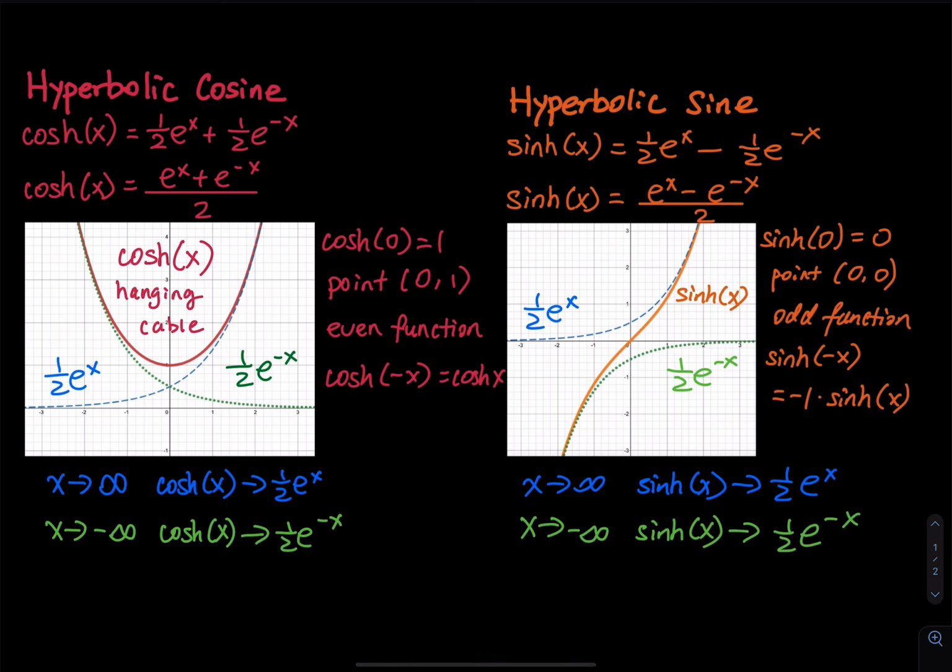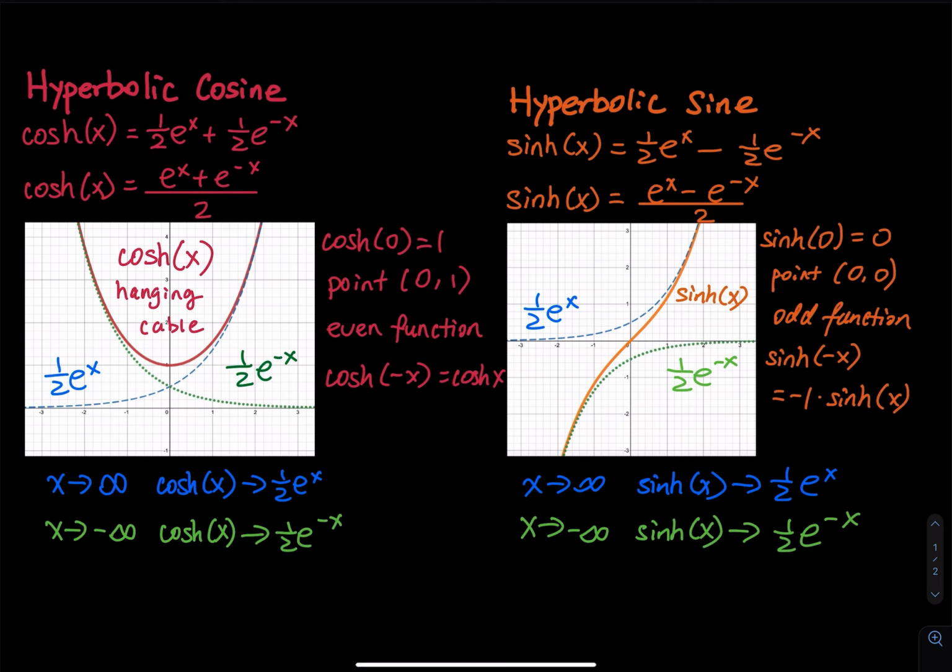As x goes to infinity, look at the red hanging cable. If you go all the way to the right, do we agree that the cosh approaches the blue curve, which is half of e to the x? On the left side, as x goes to negative infinity, the hyperbolic cosine goes to half times e to the negative x, which is the green curve. So for the hanging cable, look all the way to the right. The cable is getting closer and closer to the blue curve, which is 1/2 e to the positive x. Look to your left side, as x goes to negative infinity, the hanging cable is getting closer and closer to the green curve, which is half times e to the negative x. So that is for hyperbolic cosine.